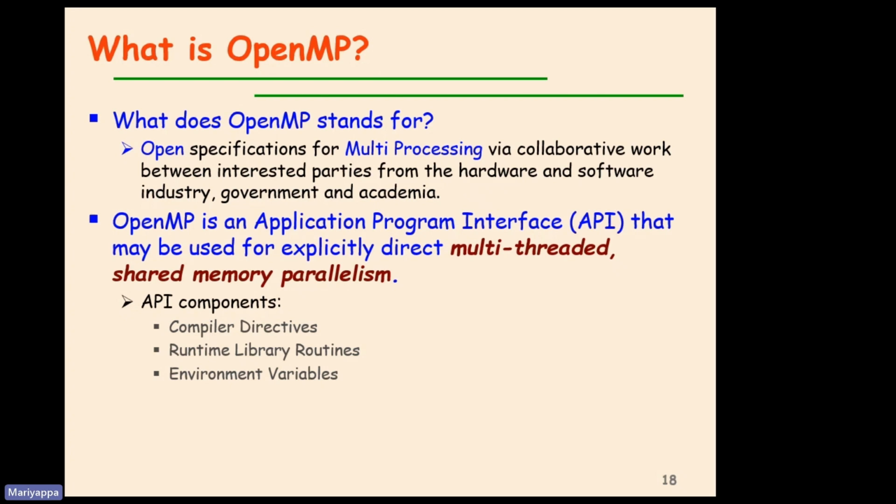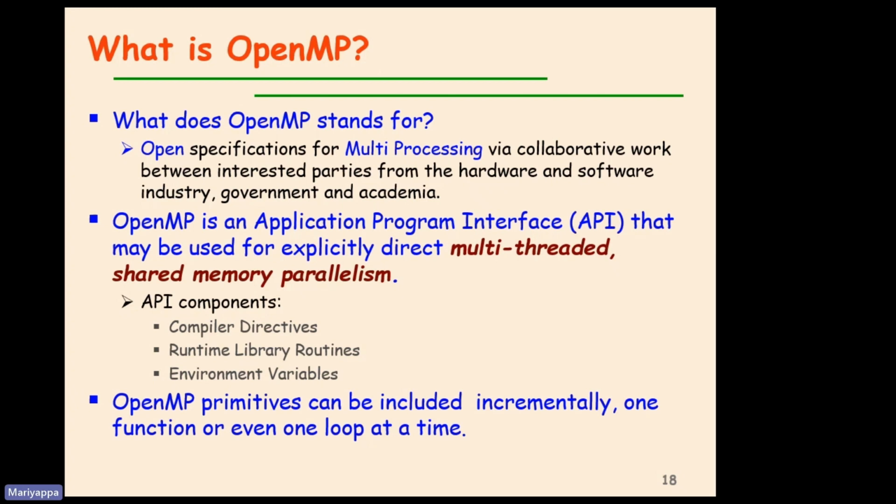OpenMP 4.5 or 4.3, right? They also support data parallel models. We'll talk about that. Essentially, it contains a set of compiler directives, some runtime libraries, and environment data. These are the three things there to support what is called the OpenMP program.